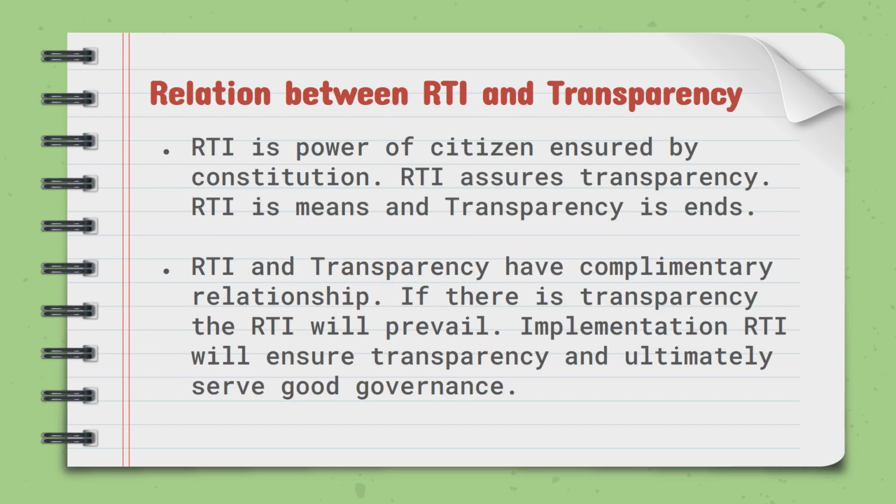What is the relation between right to information and transparency? Right to information is the power of citizens ensured by the Constitution. Right to information assures transparency. Right to information is the means. Transparency and good governance is the end. Right to information and transparency have a complementary relationship. If there is transparency, the right to information will prevail. Implementation of right to information will ensure transparency and ultimately serve good governance.